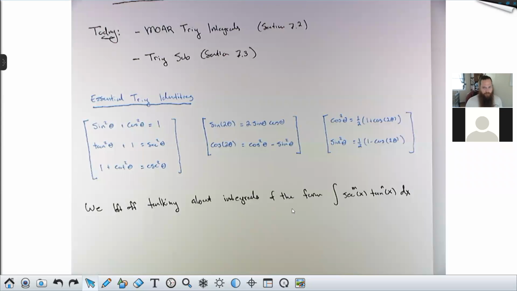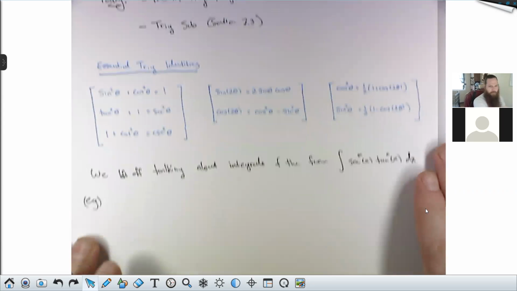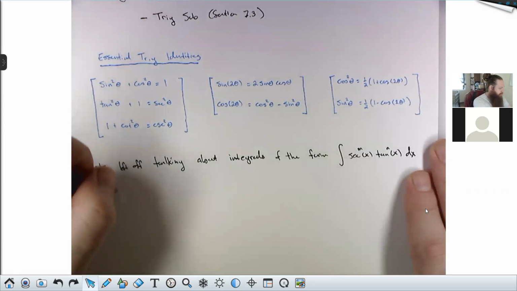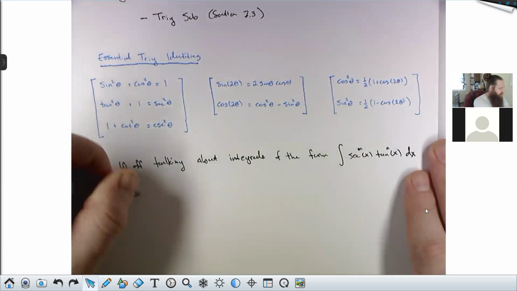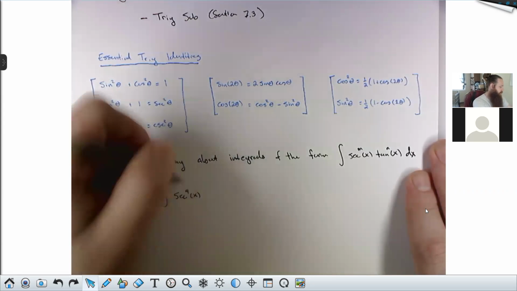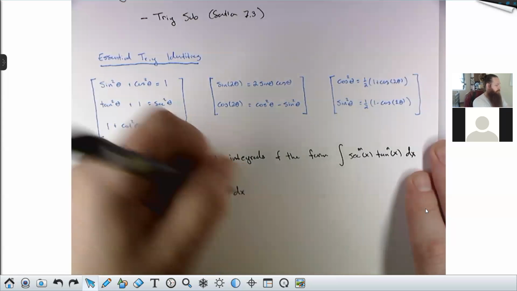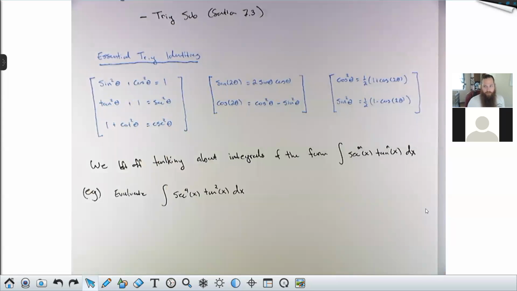Let's see some examples of these secant tangent integrals. I think the friendliest ones are the cases where the power of secant is even. Those are not bad at all. So let's evaluate the integral of secant to the 4 times tangent squared. So I ask myself, is the power of secant even? The answer is yes, which means I'm going to substitute for the tangent function. Because the derivative of tangent is secant squared, this even power here will give me 2 secants I can set aside.